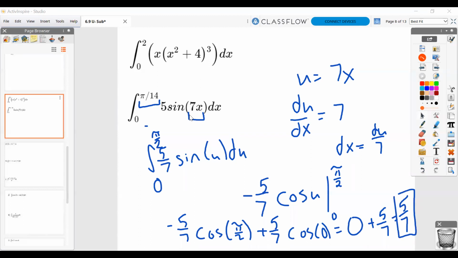Okay, in the final video of u-sub, we're going to look at a couple harder problems. This one, I really wanted to focus on the change of bounds because that's not something we've hit a whole lot on, but we are going to hit just some other problems dealing with u-sub in general.